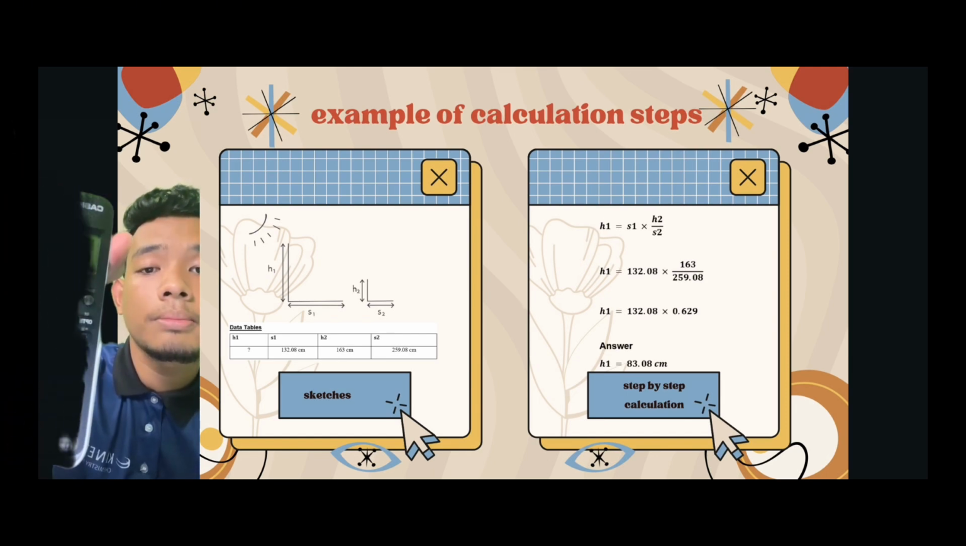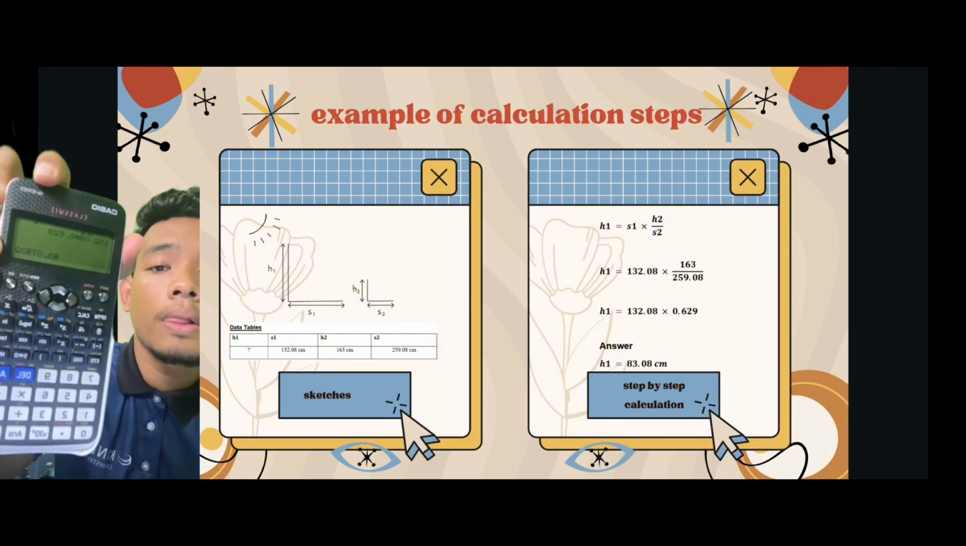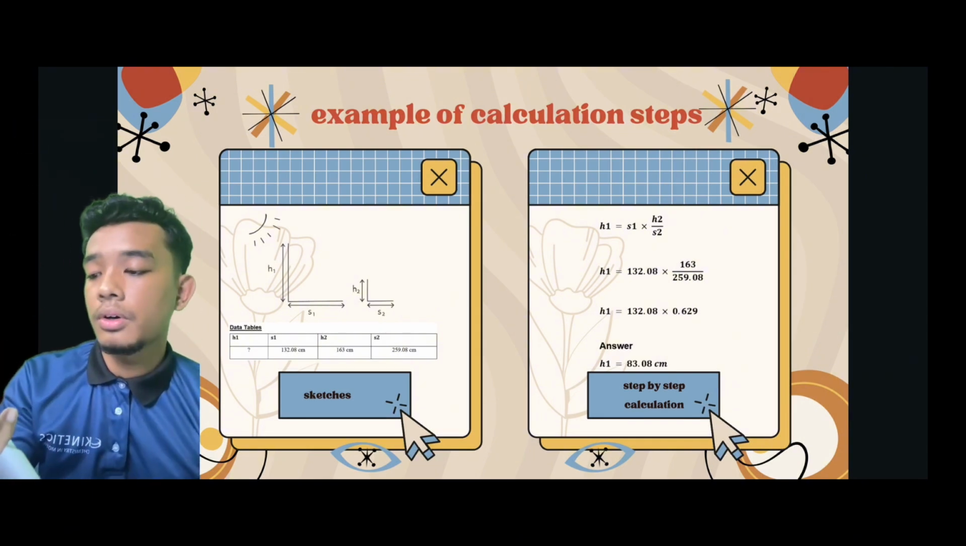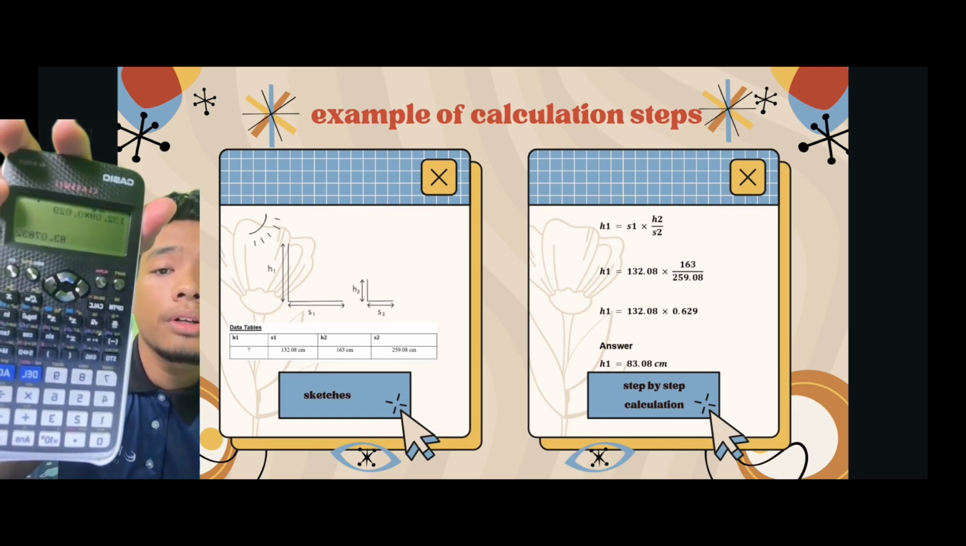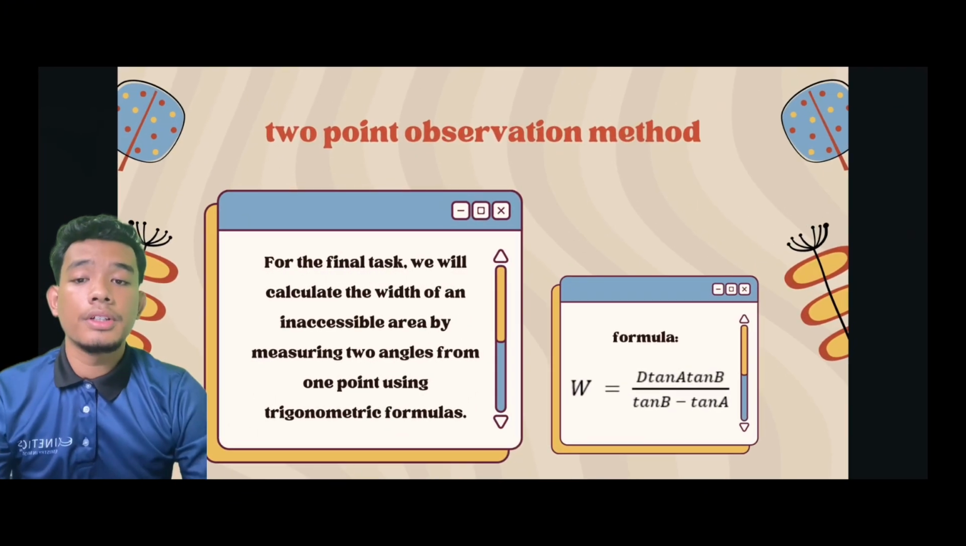132.08 multiply 0.629. You get the answer for H1, 83.08.